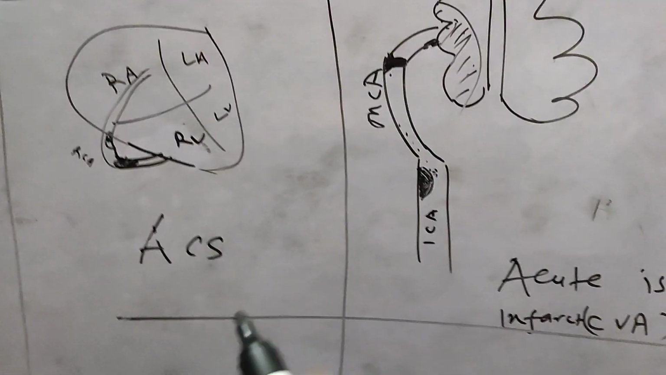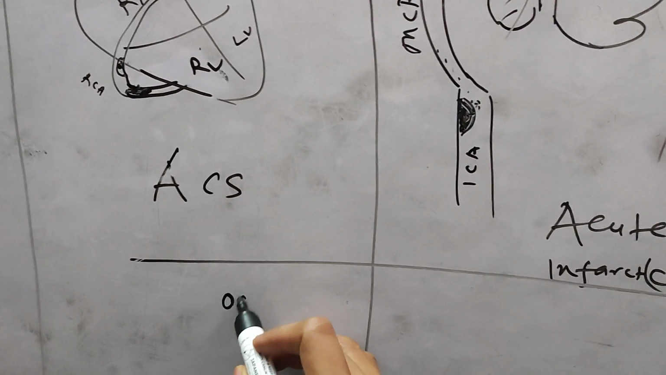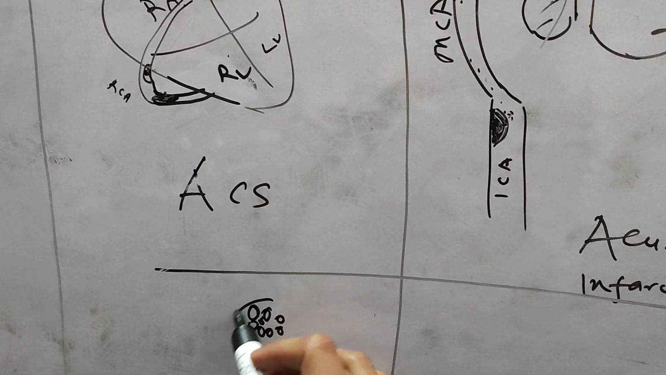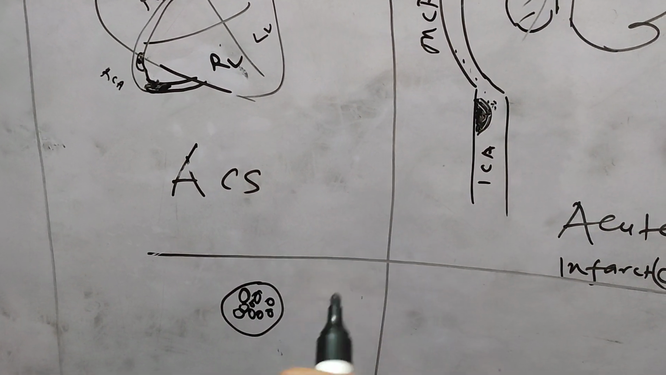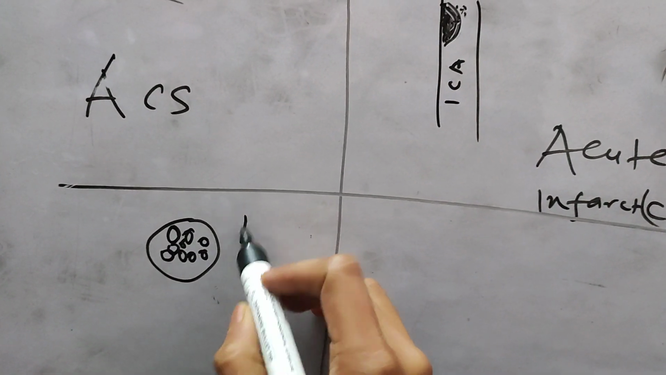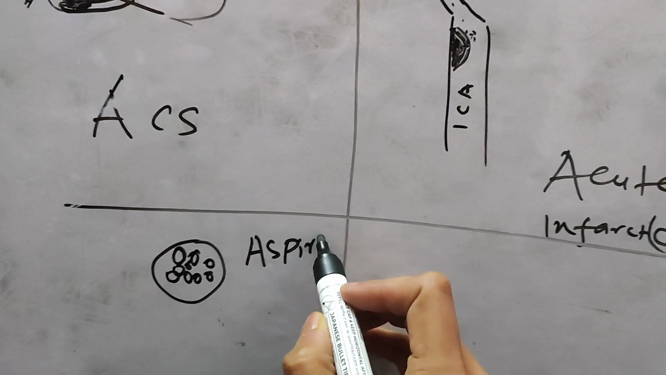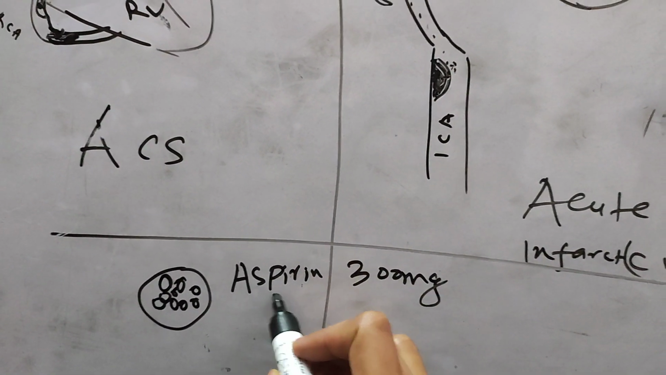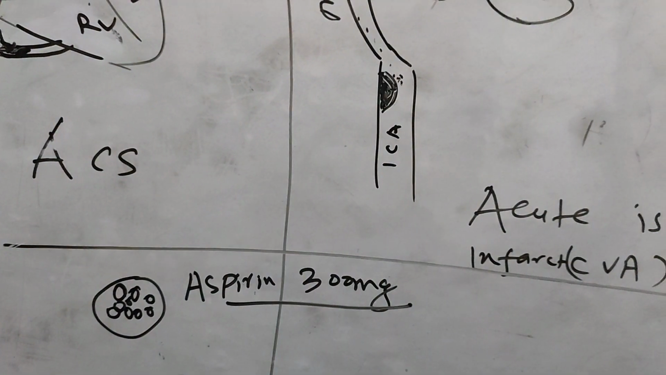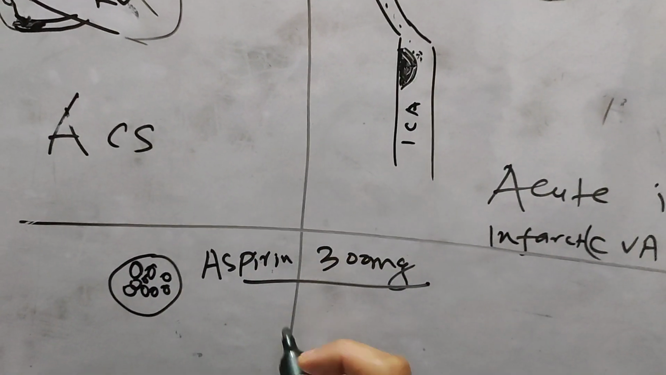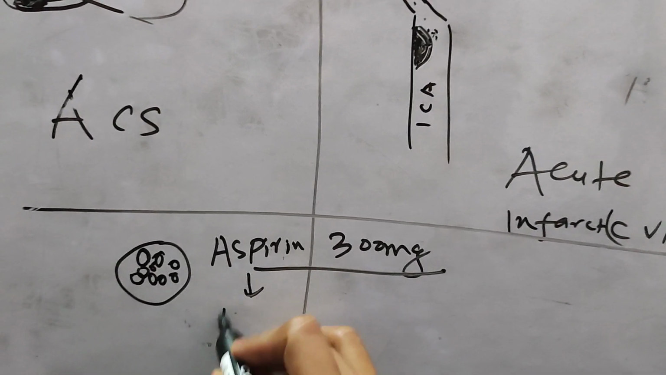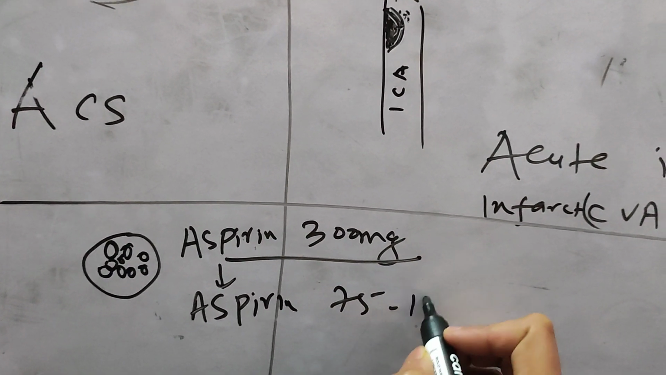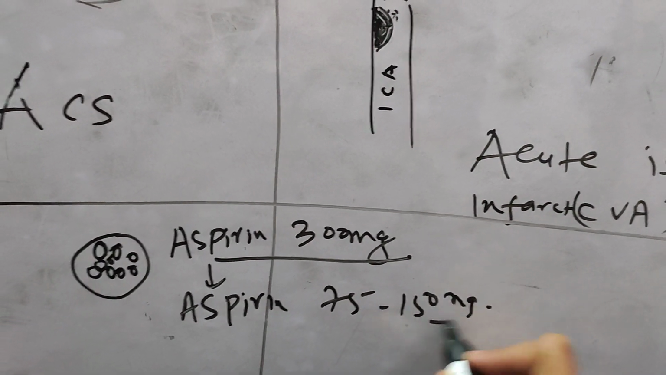As I told you, platelets come together. So we have to stop platelets coming together. So we have to give drugs like antiplatelets. We give aspirin 300 mg initially. Why? To maintain high serum concentration. Initially, we give a high dose. And after that, we can switch to aspirin 75 to 150 mg daily.